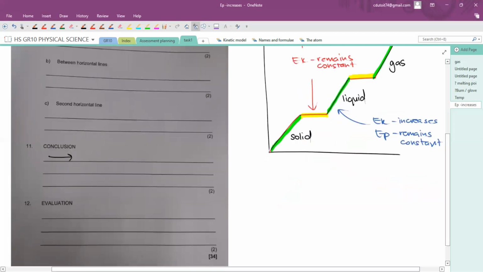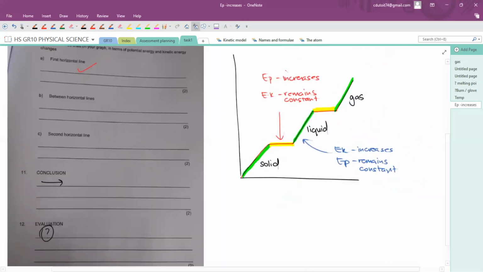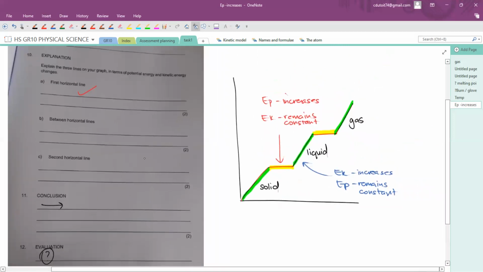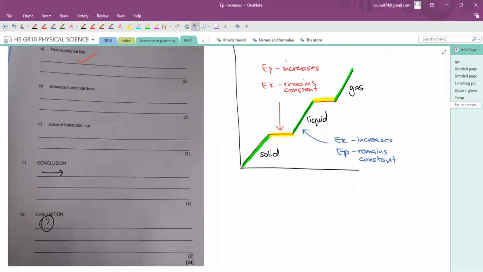Evaluation. Okay, I don't know what that means. What does it mean, evaluate? Evaluate what? What do they want you to evaluate? I don't understand why, evaluate what?